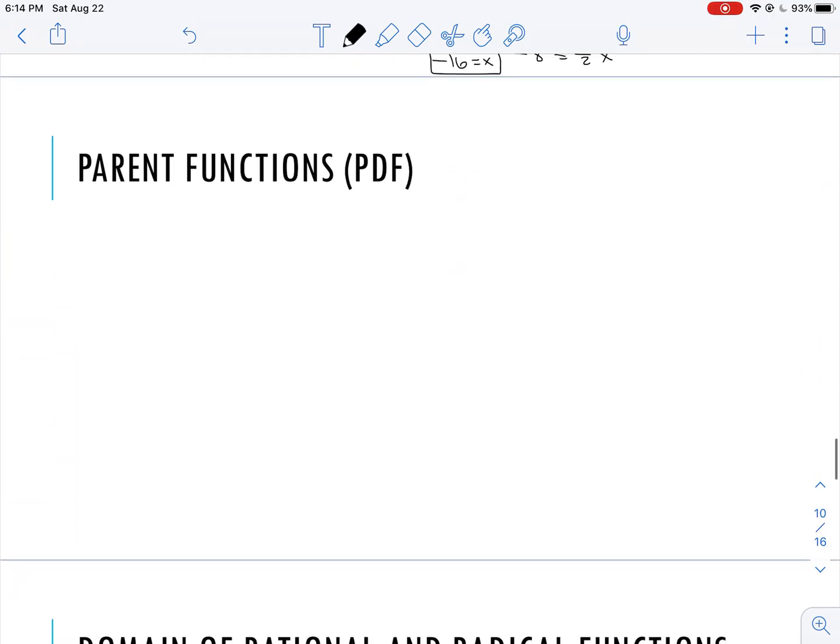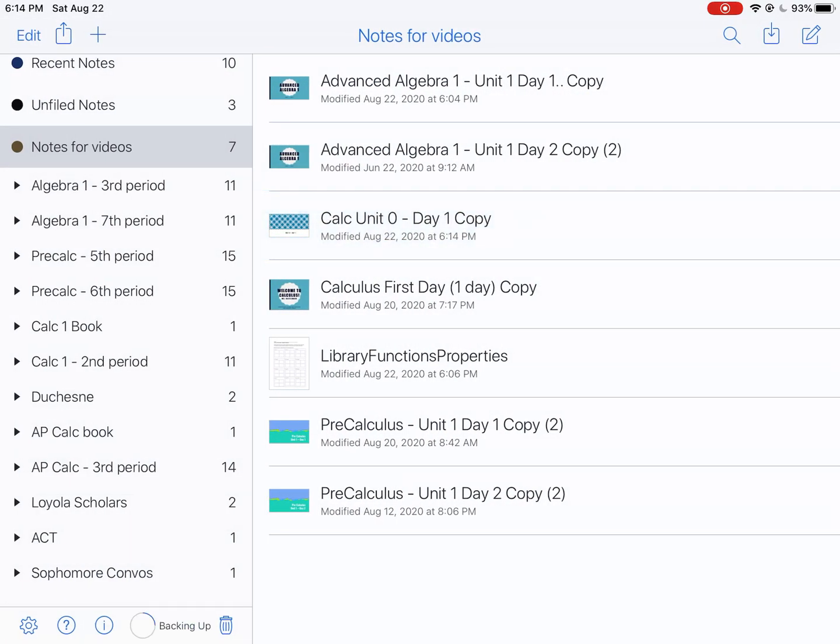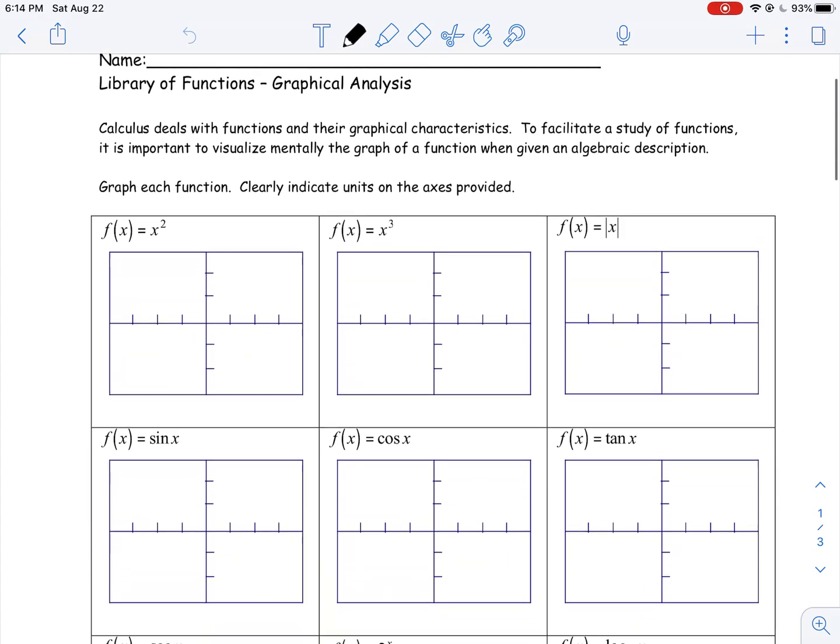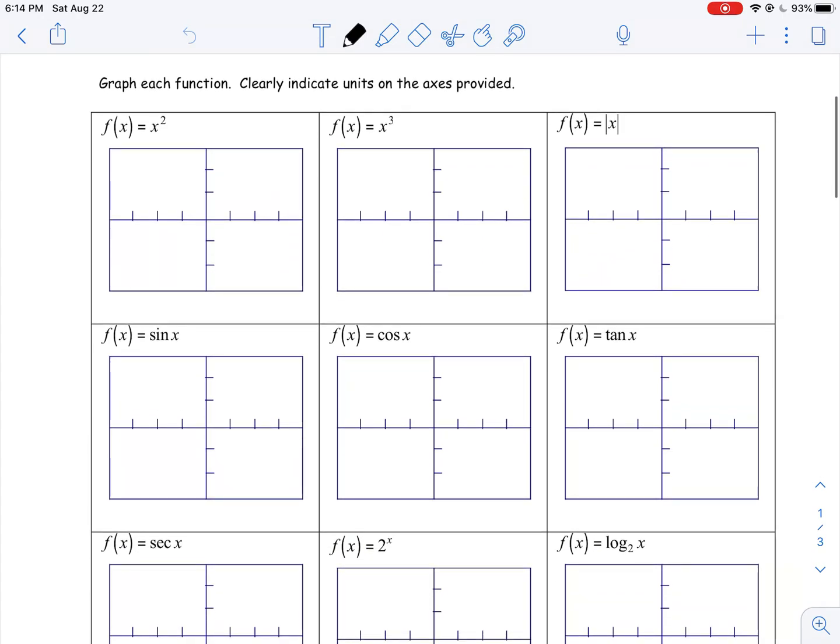Now we're going to talk about the parent functions. So if you go back to your modules, you can download the parent function file from today's module. Probably it's called Library Functions and Properties. We're just going to briefly go through what our parent functions look like and what their domain and range are. So you can always make a table of values to graph.